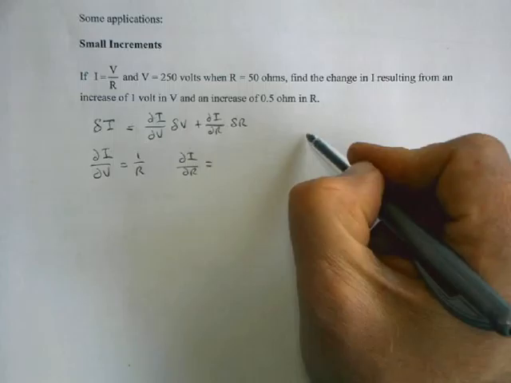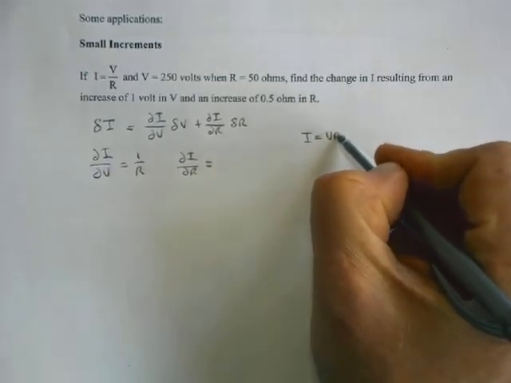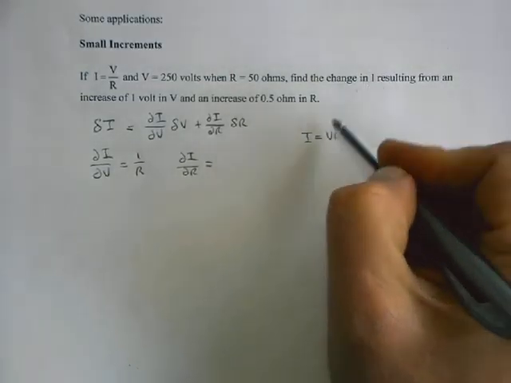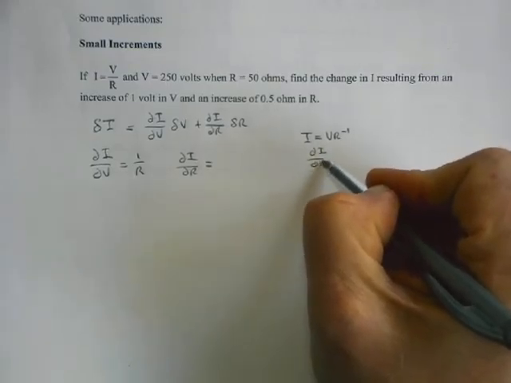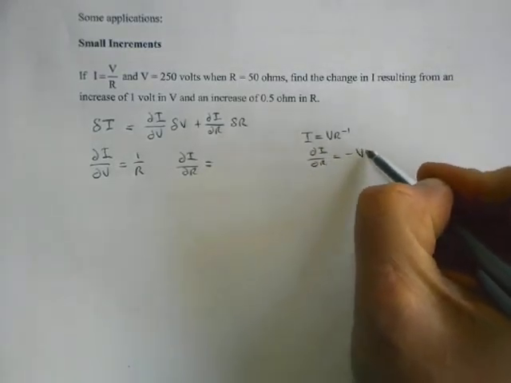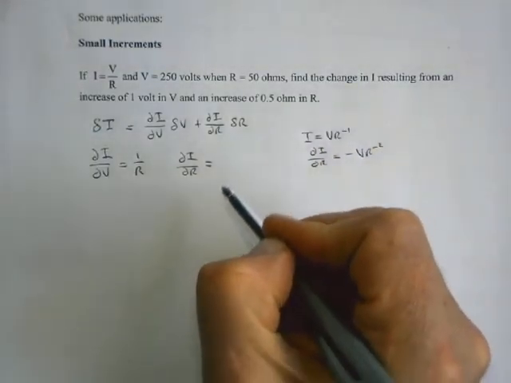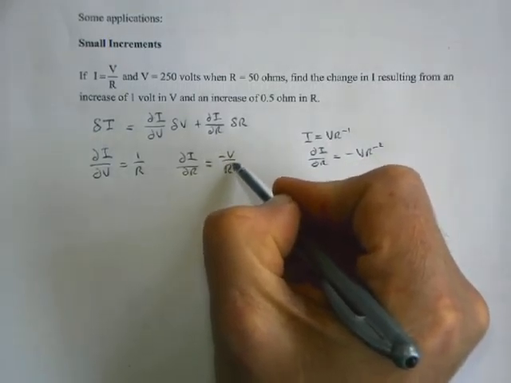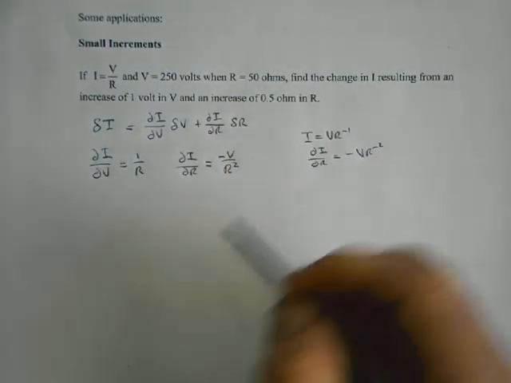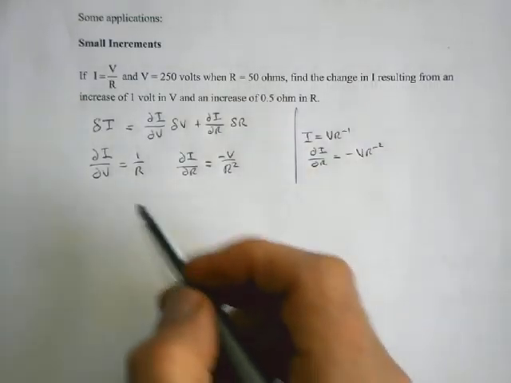Okay, so how are we going to do that? Well, this formula is the same as I equals VR to the minus 1. So if we differentiate that, partial I, partial R, we get negative VR to the minus 2. So it's the same as negative V over R squared. So it's just a bit of an aside over here.